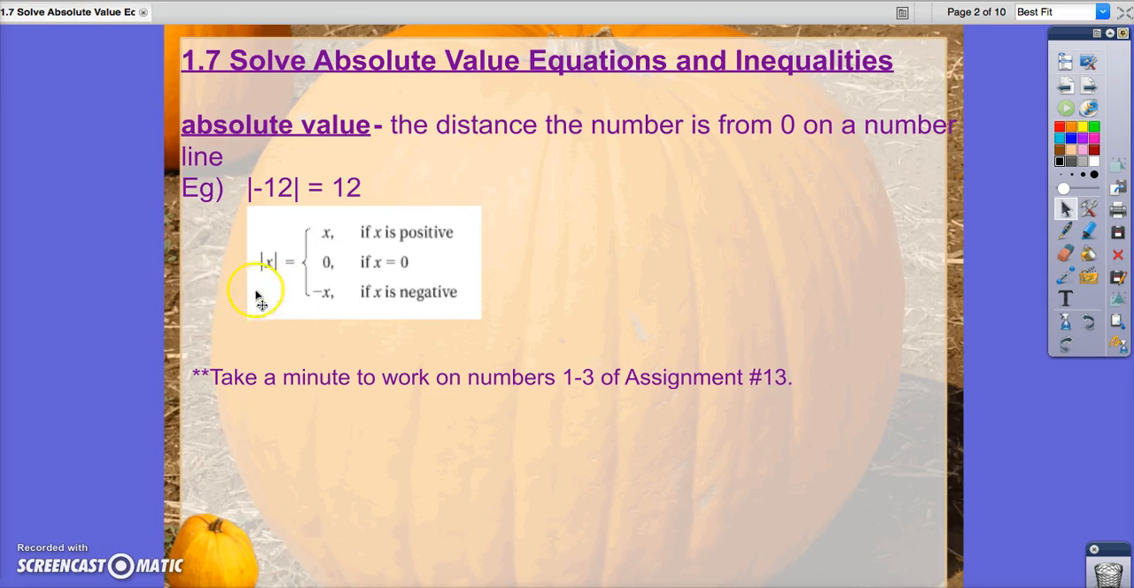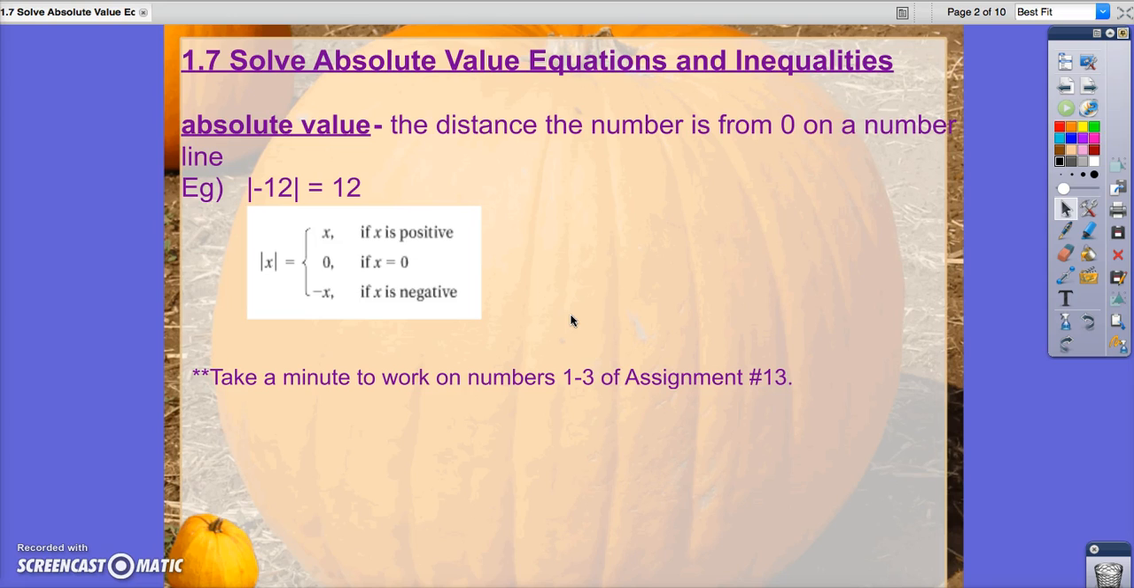And if you look at the little x here, absolute value of x, there's 3 scenarios. It's x if x is positive, it's 0 if x is 0, and it's negative x if x is negative. Think of it as a double negative to cancel it out. So it's a little bit more of an algebraic way to look at it.